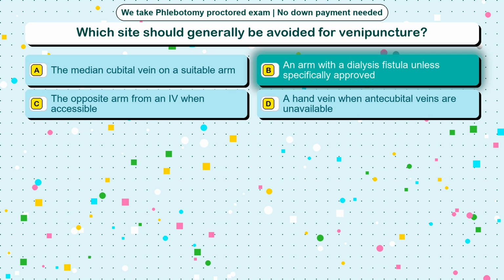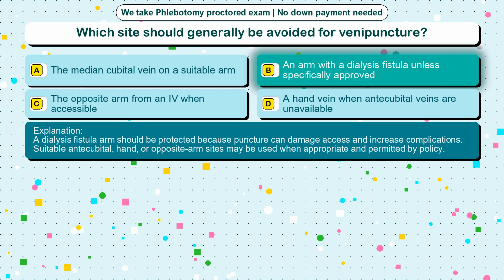The correct answer is option B. An arm with a dialysis fistula unless specifically approved. A dialysis fistula arm should be protected because puncture can damage access and increase complications. Suitable antecubital, hand, or opposite arm sites may be used when appropriate and permitted by policy.